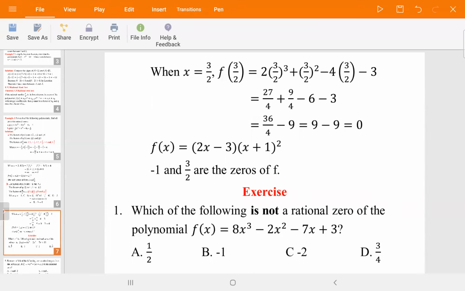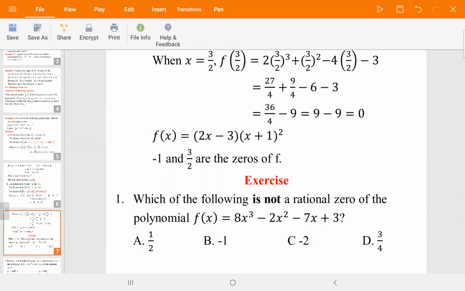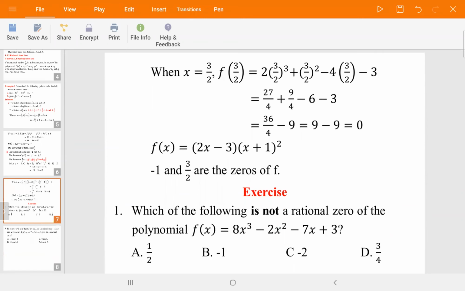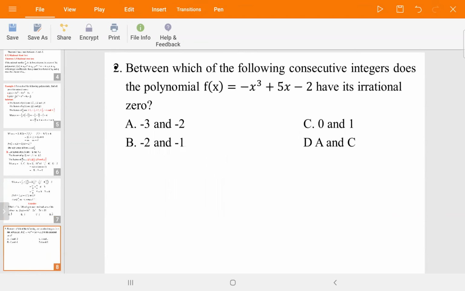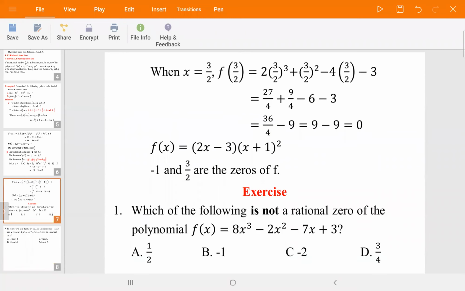Now, it is time for you to try these 2 questions. The first one is, which of the following is not a rational zero of the polynomial f of x equal to 8x cubed minus 2x squared minus 7x plus 3? And the second one is, between which of the following consecutive integers does the polynomial f of x have its irrational zero? So please try these questions.